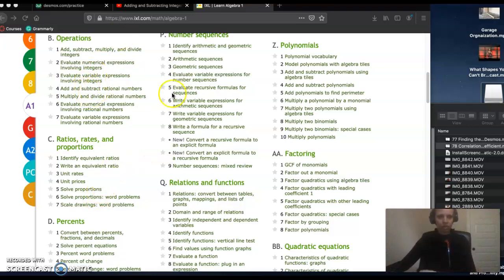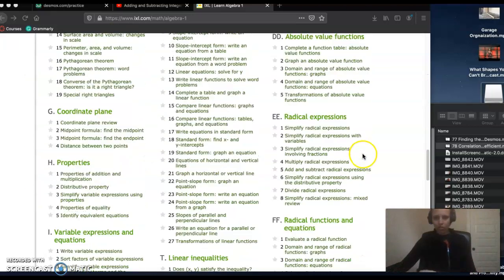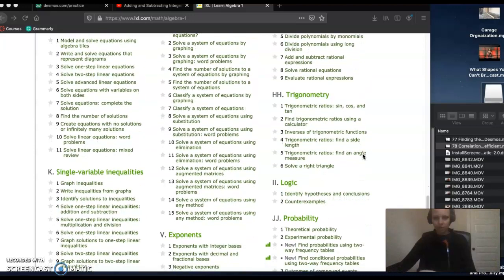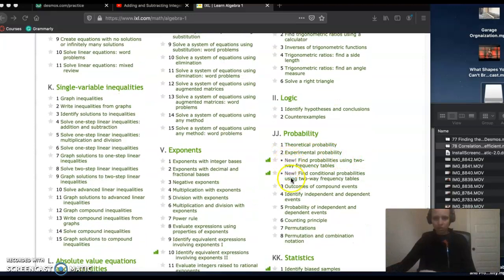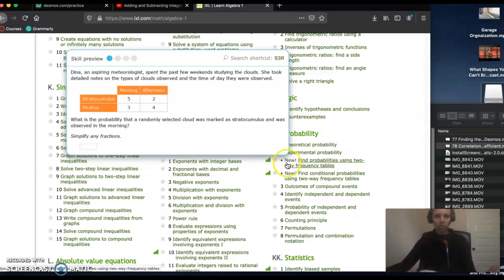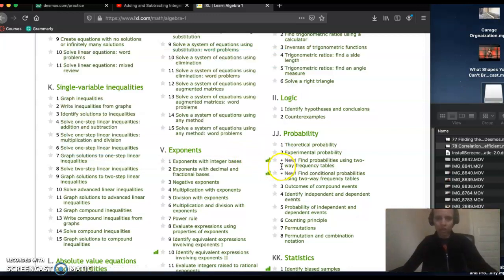All right, so we're going to take a look at JJ New, both of them. So we're going to do both of these IXLs, and I'm just going to do a few examples from each one to make sure that we're okay.